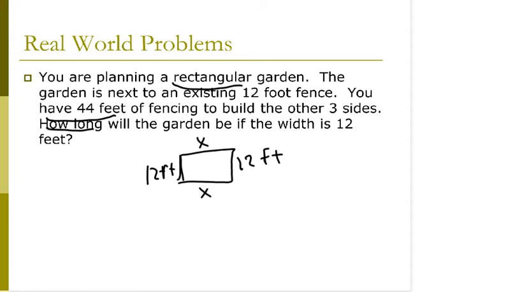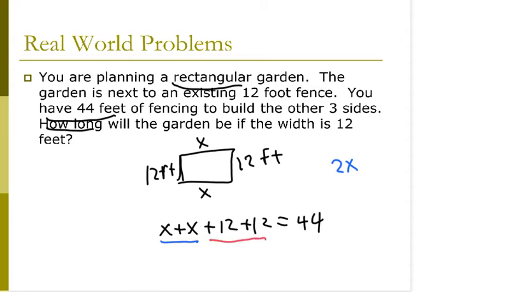The idea, I guess, here is that we're using all of the materials. So, in other words, x plus x, or x times 2, plus 12 plus 12 should equal 44. So we end up with these two together combining to be 2x, and these two together combining to be 24, and all of that has to equal 44. So this is the equation that we need to solve.